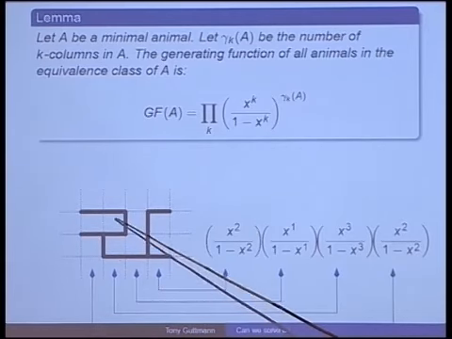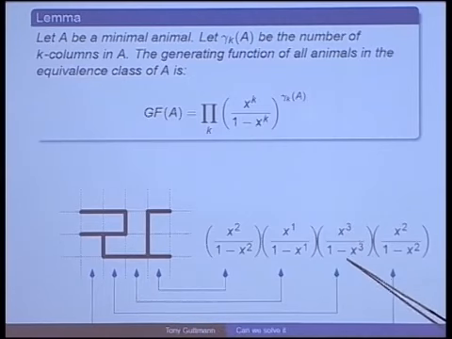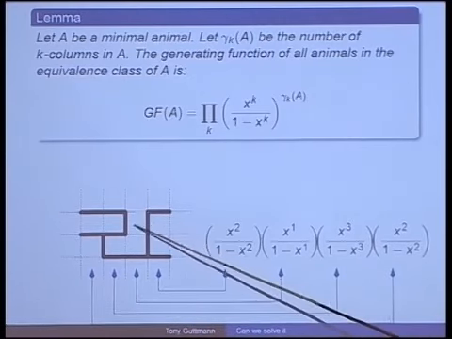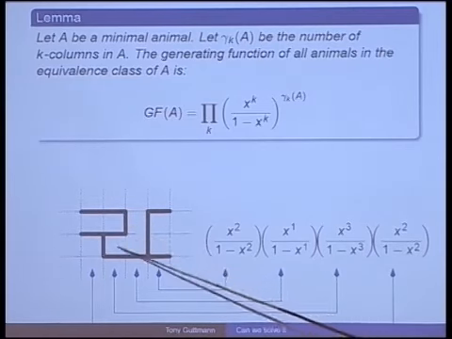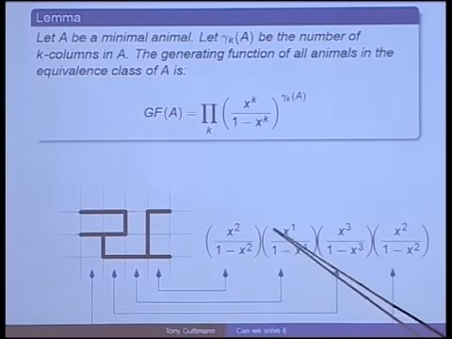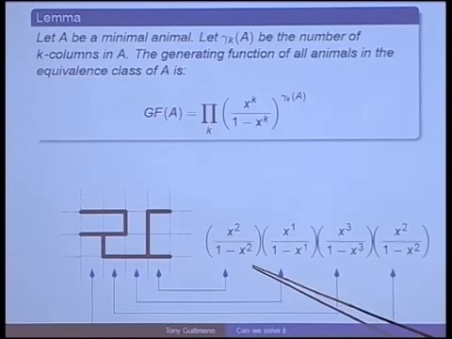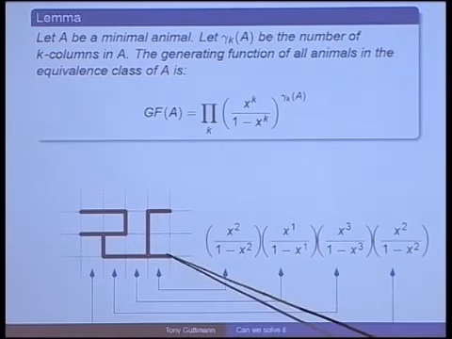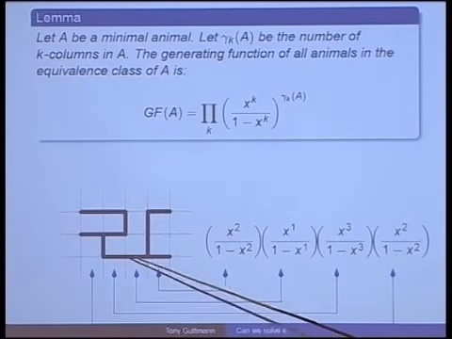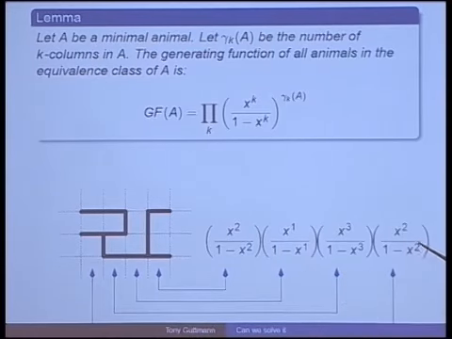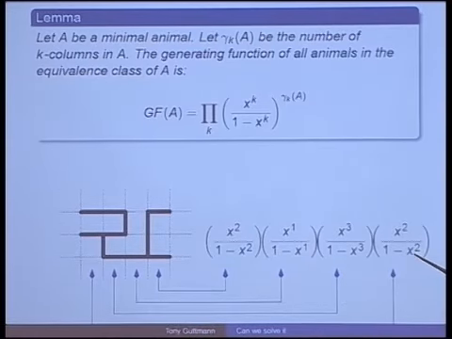This 3 column gives you a factor x cubed over 1 minus x cubed. You can add 3 columns here. This 1 column gives you an x over 1 minus x, and this 2 column gives you an x squared over 1 minus x squared. So you can see by deconstructing the minimal animals, you get factors of this form for all the minimal animals.